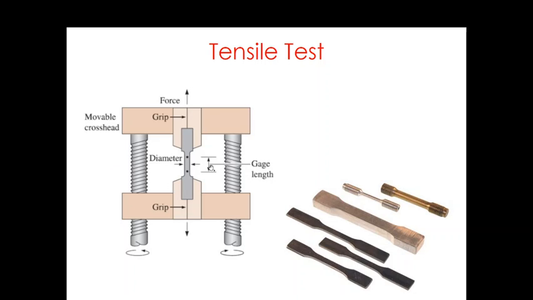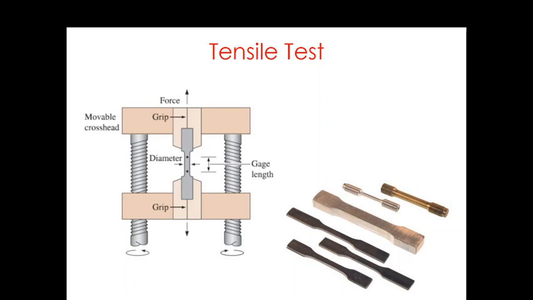You can measure the diameter of the sample initially, before loading. That diameter we call the gauge diameter, and this gauge diameter is very important in the calculation of the original cross-sectional area of the sample. As we know, stress is nothing but load divided by area. So the area calculation can be carried out by knowing the diameter of the sample.